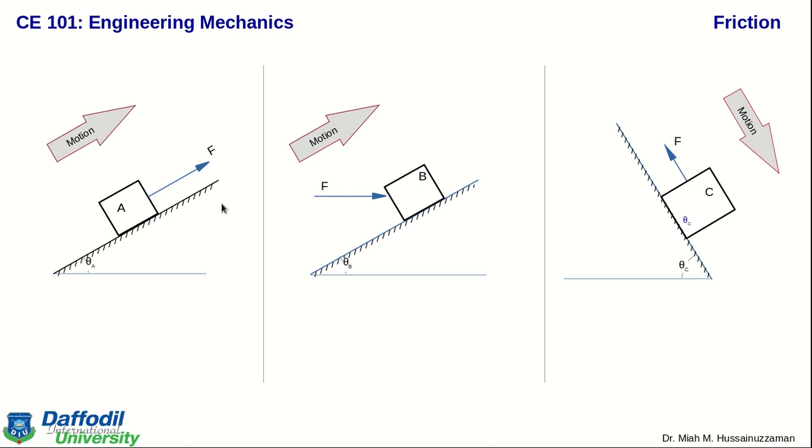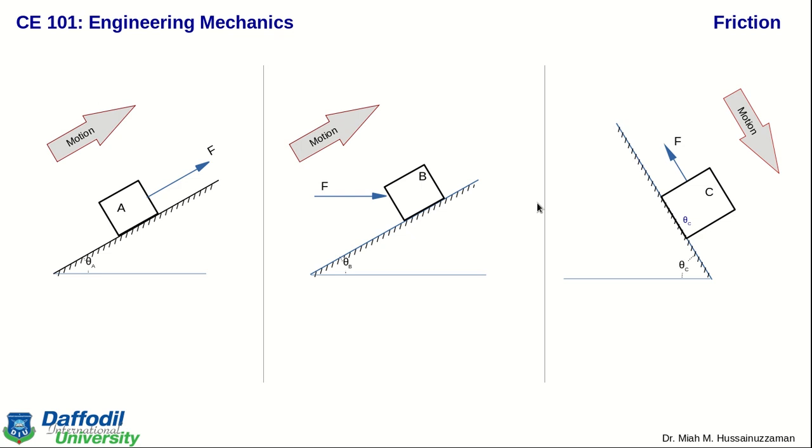In the first one and the third one, in both cases the force applied is parallel to the plane, okay, but the motion is different. In this case the motion and the force are in the same direction, but here the force is applied in the upper direction, but the motion is in the bottom direction because of the body's self weight.